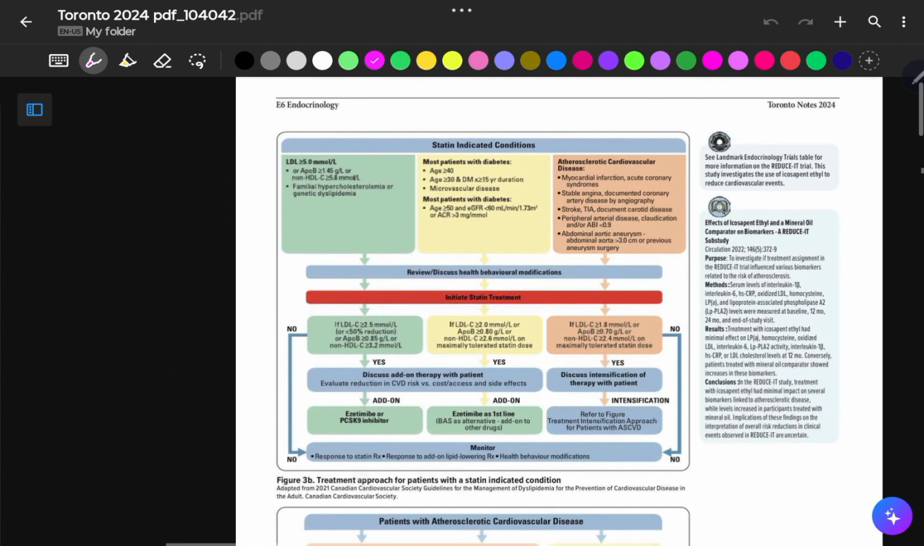So here it says statin indicated conditions. If your LDL is 5 and more, or your ApoB is more than 1.45, or your non-HDL cholesterol is more than 5.8, or this patient has familial hypercholesterolemia or genetic dyslipidemia, first remember in all cases you first start with health behavioral modifications. Then you initiate your statin, and if there's no response after giving statin, you might then consider adding a second line.